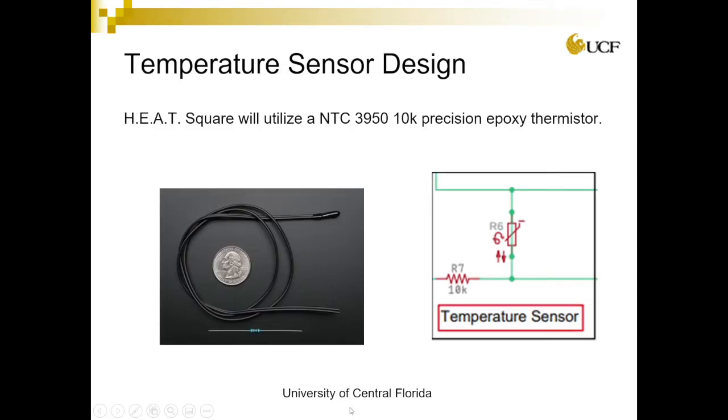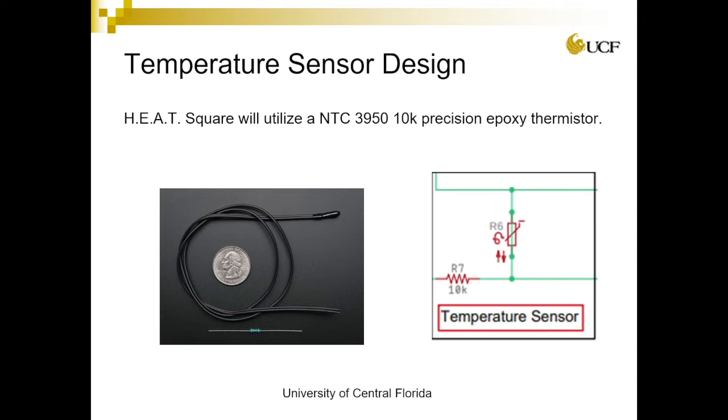For the temperature sensor design, we decided to go with a negative temperature coefficient 3950 precision thermistor. We decided to go with this thermistor because we did some research on resistance temperature detectors, thermocouples, and thermistors, and it turns out that the thermistor has the highest accuracy, the smallest size, one of the best response times, and the susceptibility to noise is very low.